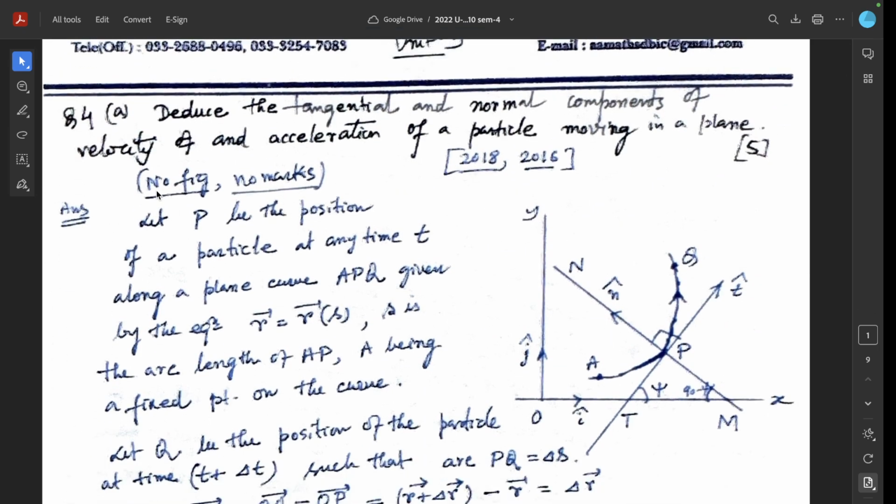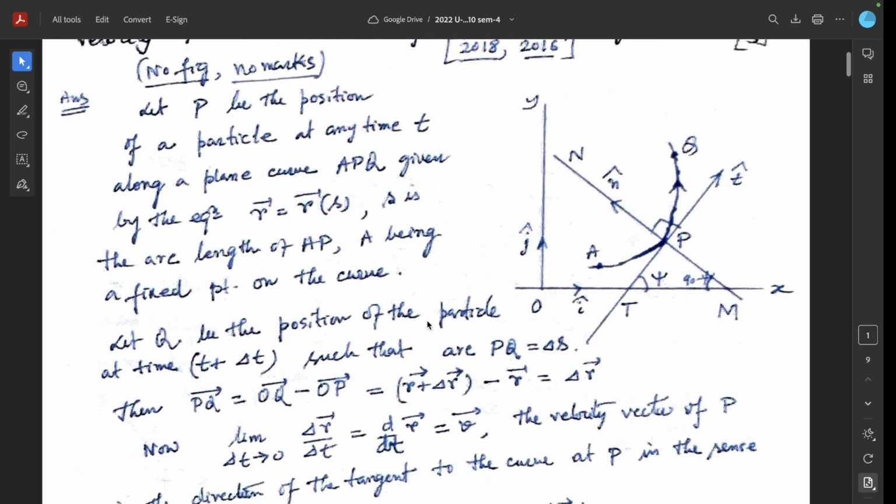Note that in this problem, no figure, no marks. So we must draw this figure. Let P be the position of a particle at any time t along a plane curve APQ given by the equation r vector equal to r vector function of s. S is the arc length of this arc AP, A being the fixed point on the curve.